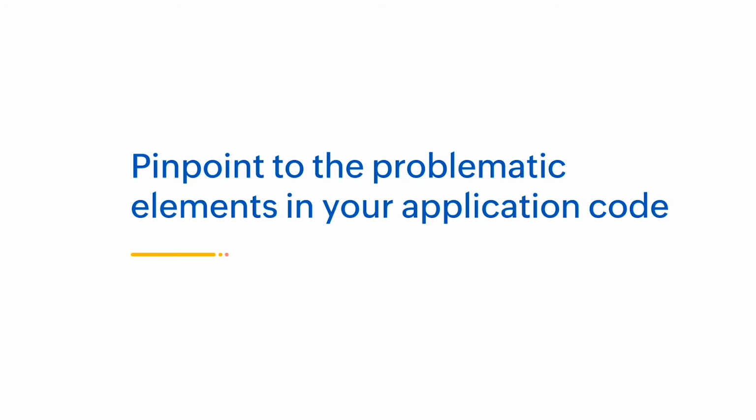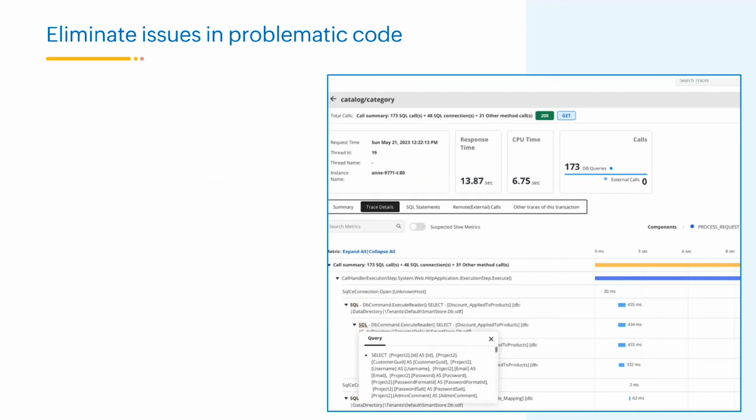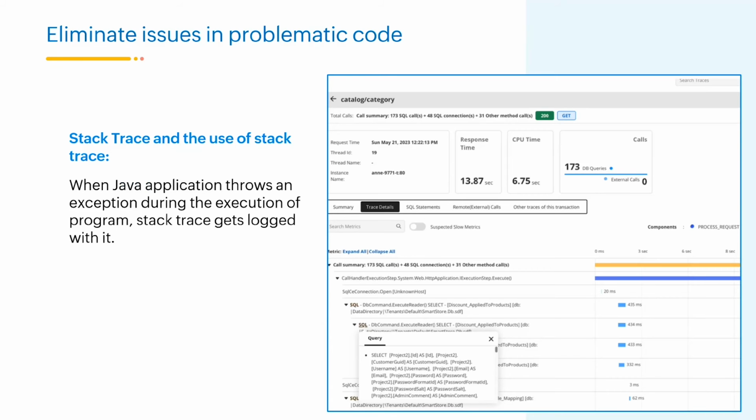Pinpoint the problematic elements in your application code. Here, let's see the need to eliminate the issues in the problematic code. As you are aware, stack trace represents the movement of an application during the execution of a program. When a Java application throws an exception, stack trace gets logged with it. By analyzing the stack trace provided by APM Insight, a developer can pinpoint the exact line of the code and sequence of the function calls leading to the issues.